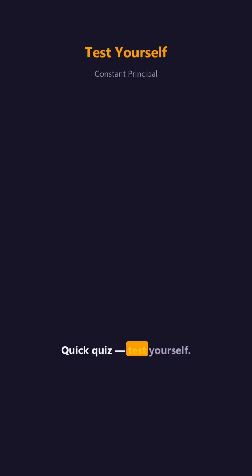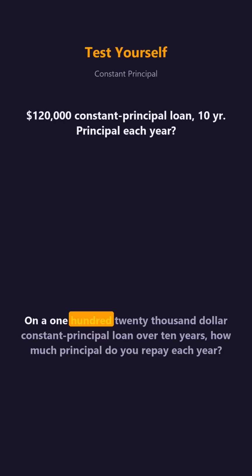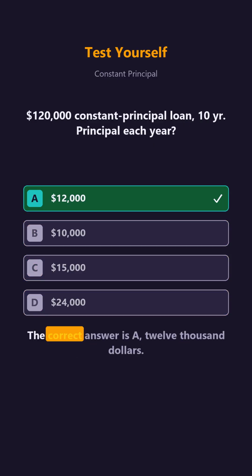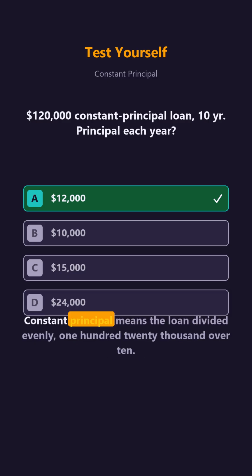Quick quiz, test yourself. On a $120,000 constant principal loan over 10 years, how much principal do you repay each year? Here are your 4 options. Pause the video and solve it now. The correct answer is A, $12,000. Constant principal means the loan is divided evenly, $120,000 over 10.